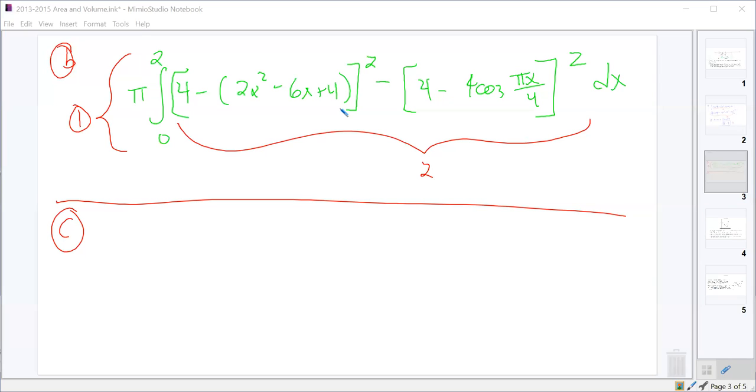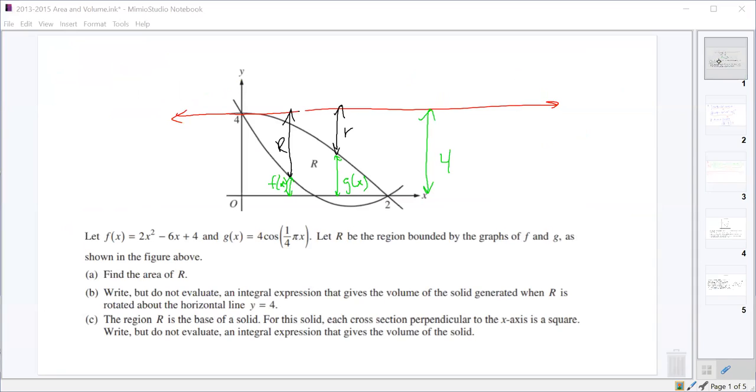My recommendation is if they tell you not to evaluate something, don't bother to simplify it, because otherwise you just have a chance of making an algebra error. But it's up to you. All right, part C. Any other questions on B? Everybody good there?